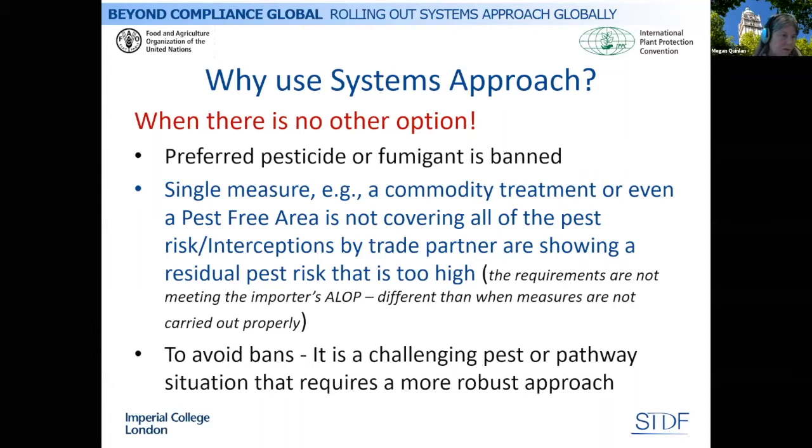The other reason you might use systems approach is to avoid an outright ban or prohibition. So if you have a pest or pathway that is very difficult, maybe it's hard to control, or you don't know all of the host range, or it's something that once it enters, there's no way to stop it. Countries would be tempted to use a ban, but you could try to create a systems approach.